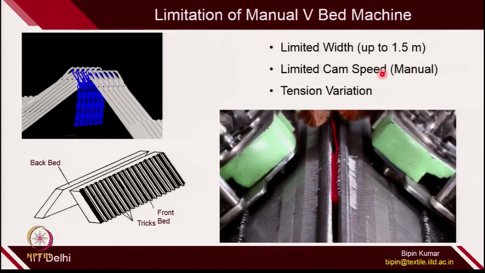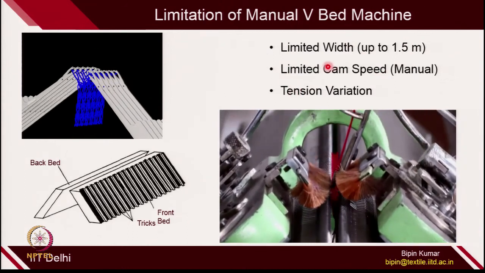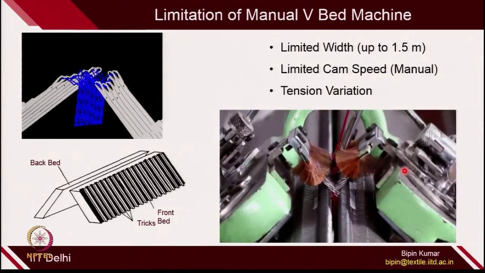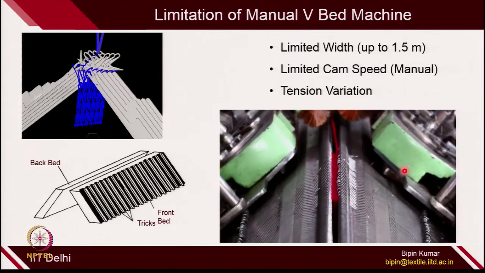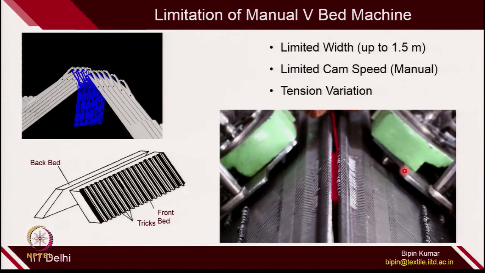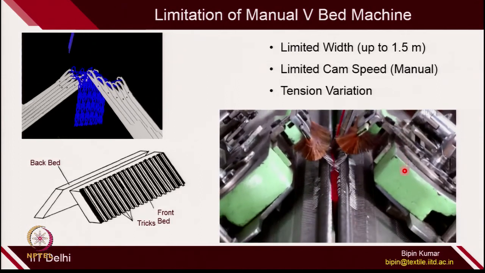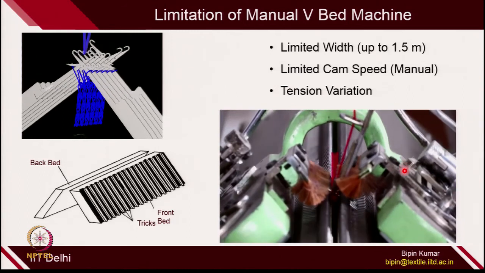The other big limitation with the manual V-bed machine is limited cam speed, because you are operating by hand and manually there is a limitation. We cannot move very fast because this is our biological limitation. So definitely the speed of these machines is very, very low. That is why the production capacity of this machine is limited.